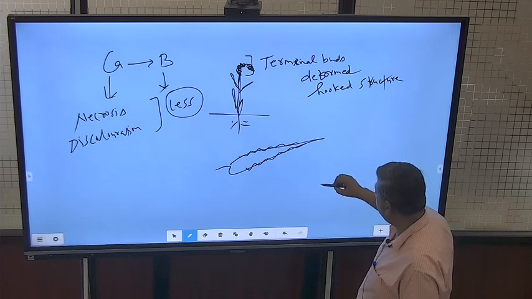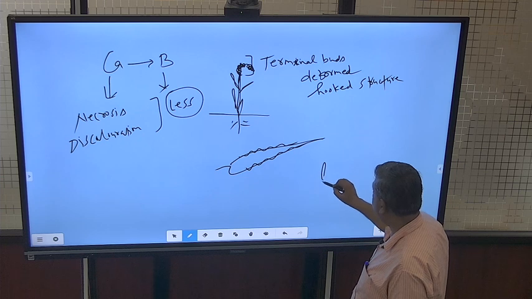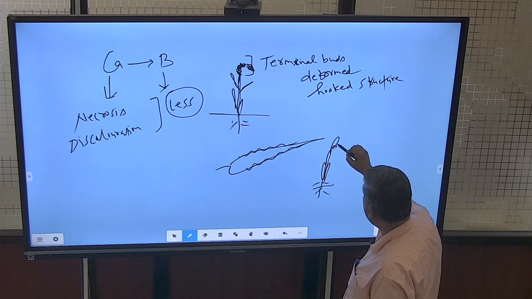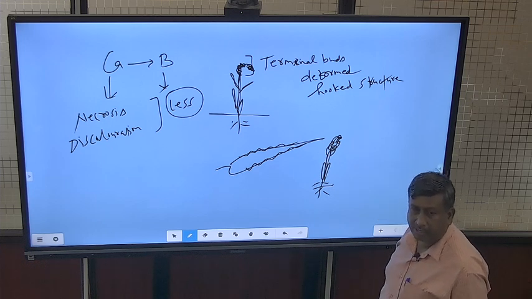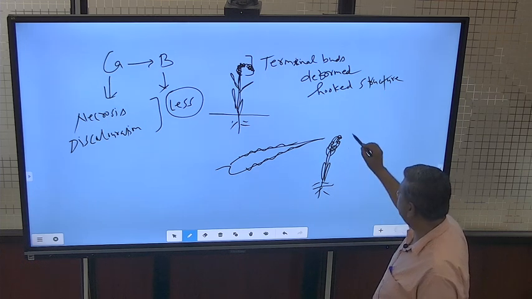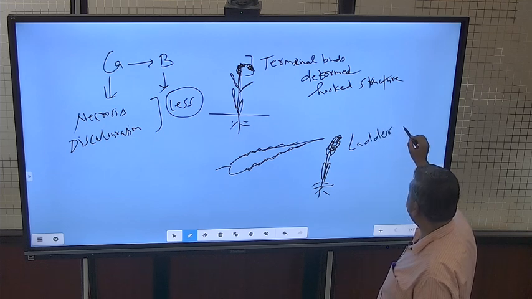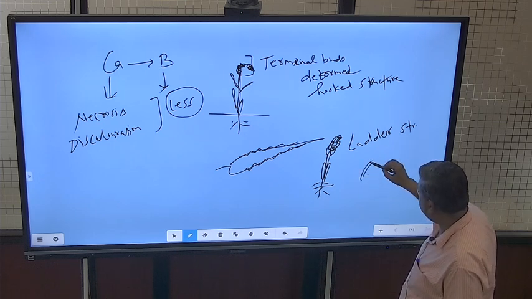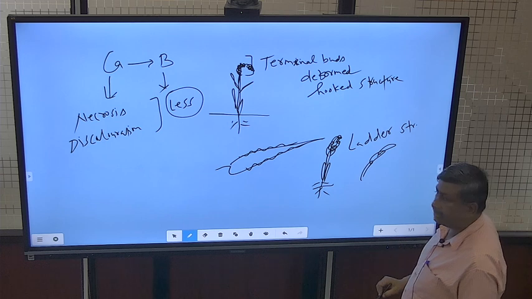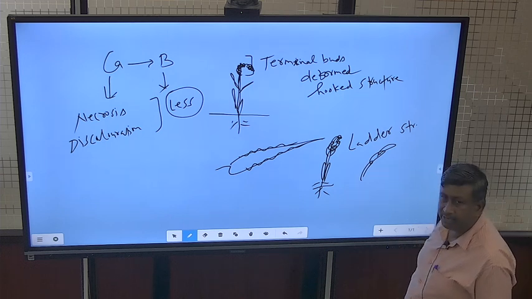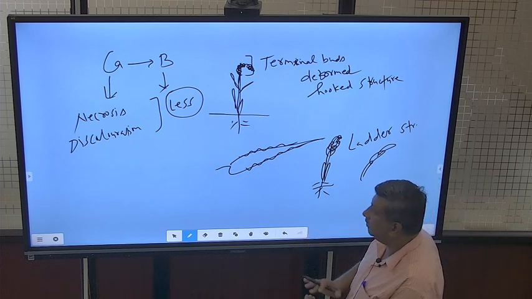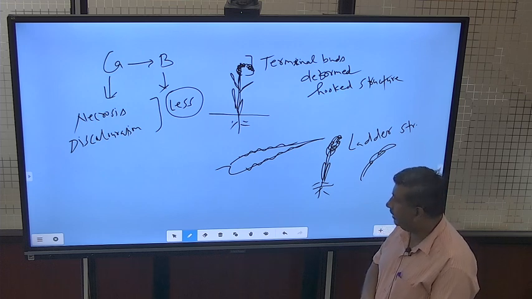Another is that new emerging leaves, suppose the plant is there and new emerging leaves like that, they are hooked with each other. So these leaves are hooked with each other, and with this hooking of leaves, a ladder type structure is developed. Ladder structure is developed in case of calcium deficiency. So a new leaf develops like that, then another leaf is hooked, then a third one is hooked. It is such a type of structure. So hooking of leaves, a ladder type structure, develops in case of calcium. So this is the difference between calcium and boron deficiency.